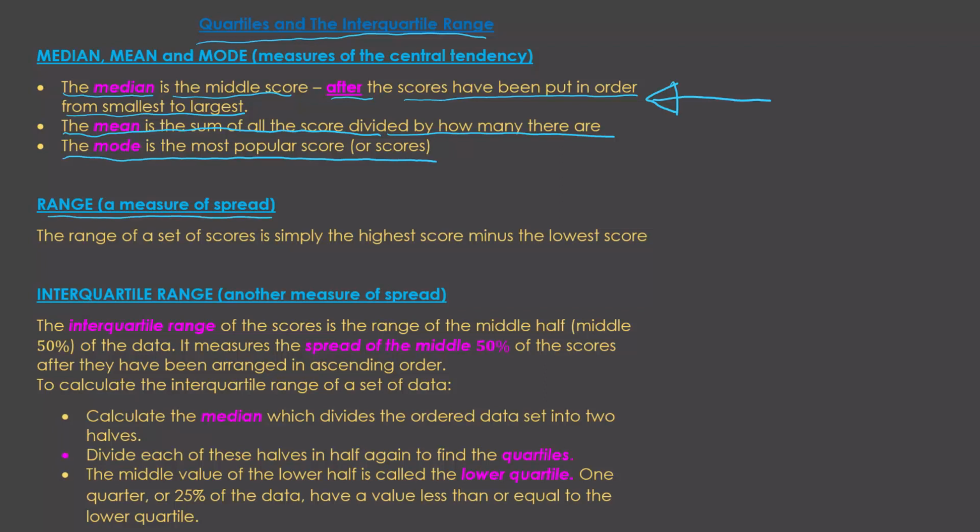The range is a measure of dispersion, whereas all of these were measures of central tendency, or if you like, averages. The range of a set of scores is simply the highest score minus the lowest score. So it's a very crude measure of how spread out the data is.